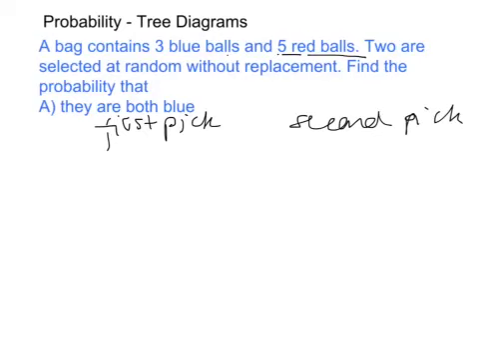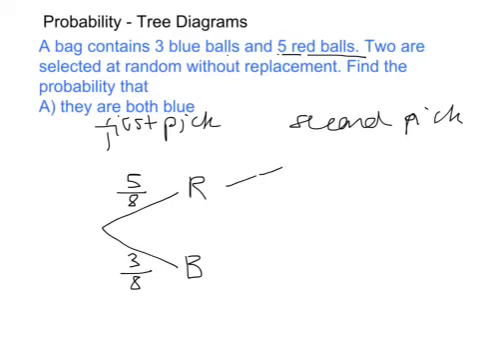So the first pick, either we can pick red, and because there are 5 out of 8, the probability that we put on the branch is 5 out of 8, or we pick blue, and that's 3 out of 8. And then on the second pick, we have the same 2 options. We can either pick red, and now we've already taken one of the red balls, so there are 4 left out of the total left, which is 7.